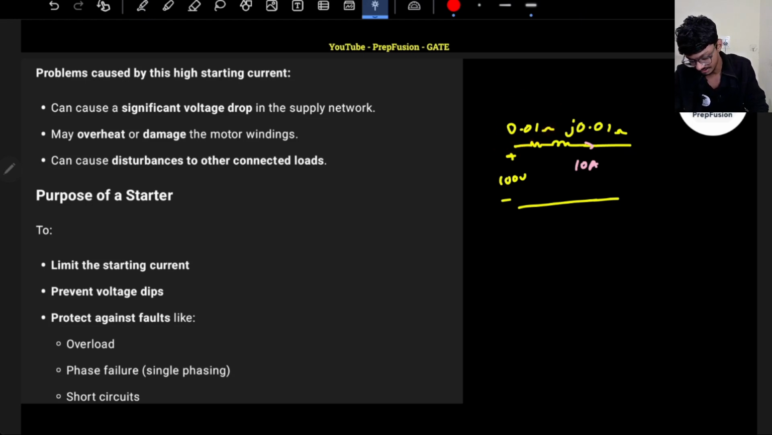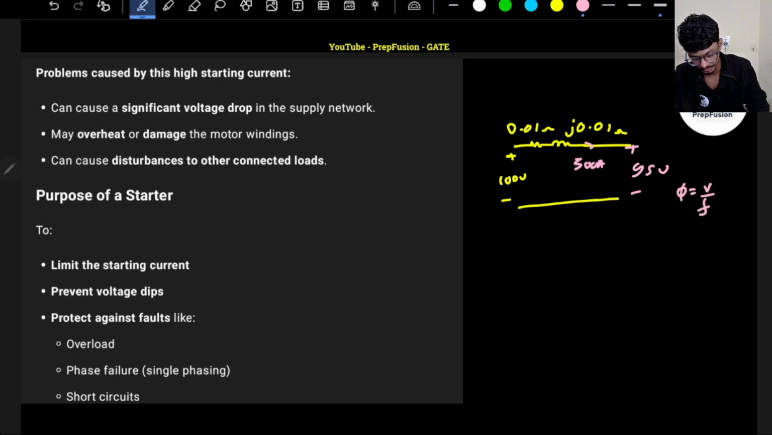But if the current is huge, let's say the current becomes 500 amps, there will be a drop of 5 volts. So the drop is huge across the transmission line. So at the output, the voltage I will get is 95 volts. That is not desirable, right? Because the machine was rated at 100 volts. If the voltage reduces, the flux will reduce, because we know that flux is proportional to V by F.